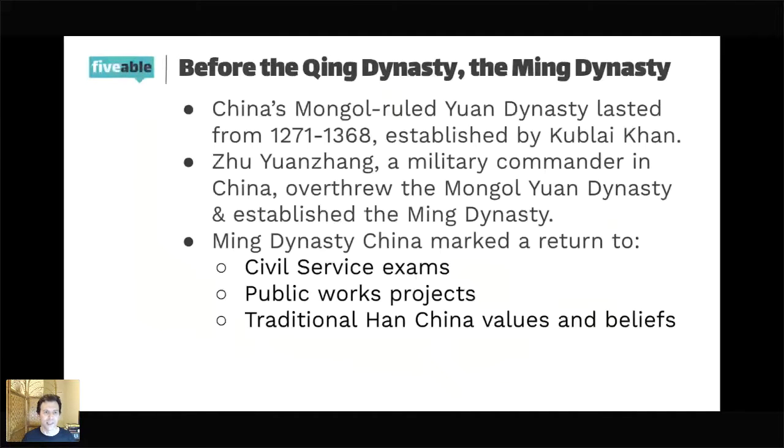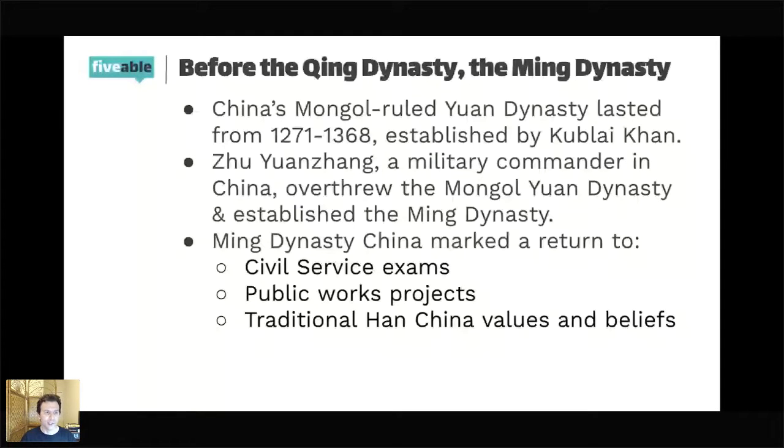So before the Qing dynasty, we need to know about the Ming dynasty. Now, China's Mongol-ruled Yuan dynasty lasted from 1271 to 1368 CE. This was established by Kublai Khan. Zhu Yuanzhang, a military commander in China, seizes upon the weakness of the Mongol Empire as we push towards 1368, overthrows the Mongol-founded Yuan dynasty and establishes the Ming dynasty. Now note, Ming dynasty China is a return to Han China values and principles.